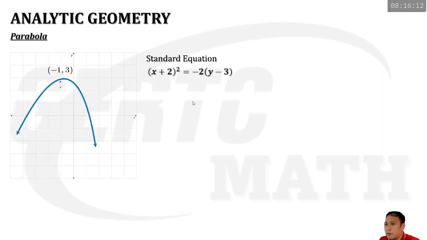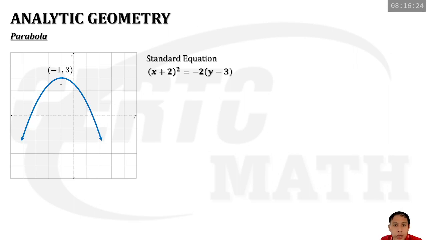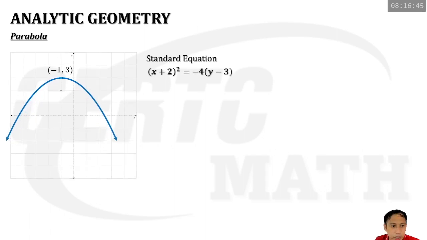Then, if downward naman siya, let's say, the vertex is located at negative 1, 3. Negative 1, 3 na. So, the equation should become x plus 1 na squared equal to negative 2 times y minus 3 na kasi y coordinate of the vertex is now positive 3. Now, the x coordinate naman, h, is equal to negative 1. Okay, so that's it. Now, yan yung equation niya. Next.